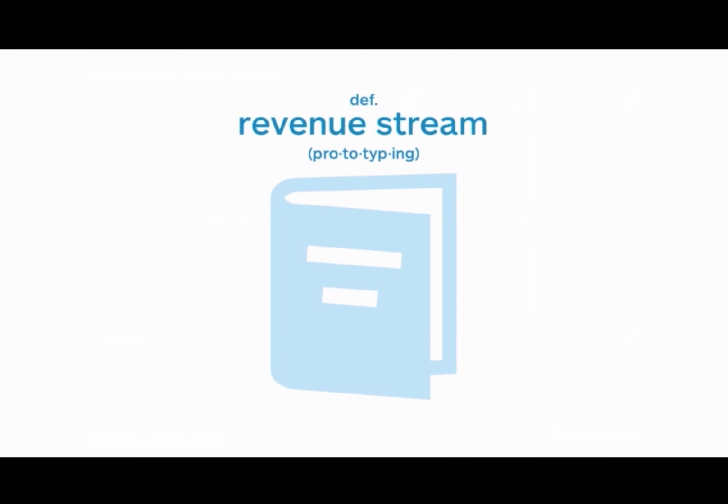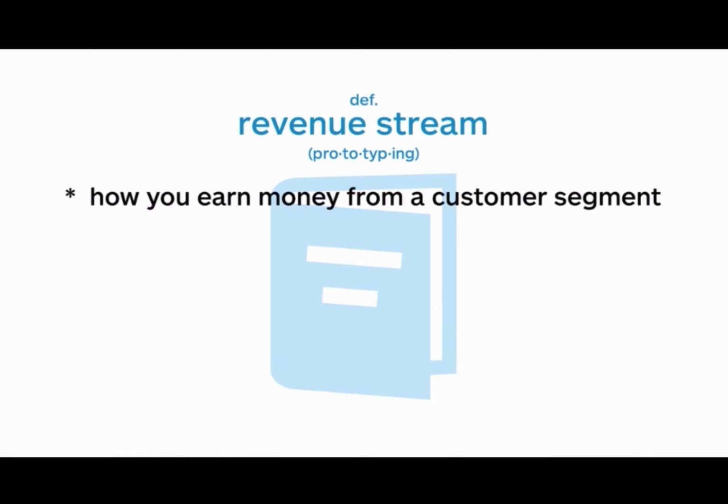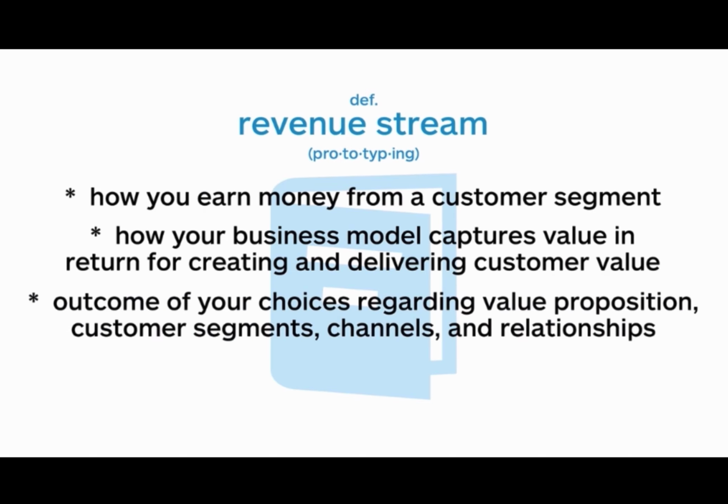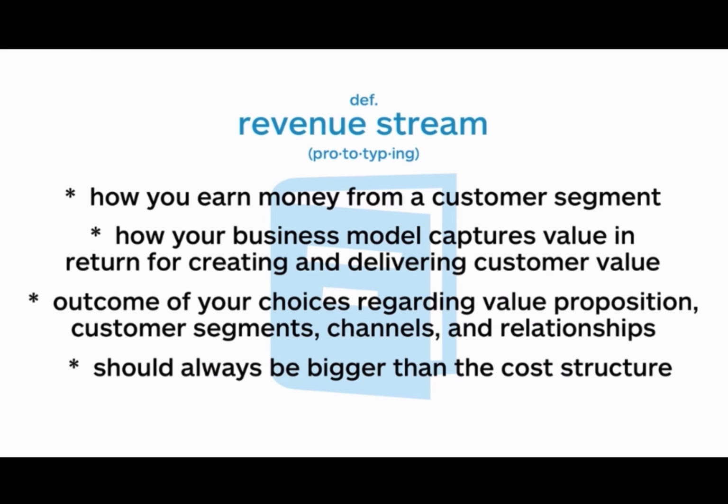Let's define revenue streams. Revenue streams is how you earn money from a particular customer segment. It shows how your business model captures value in return for the value you create for customers. And it's an outcome of the choices you make in the front stage of the business model. And of course, revenues should always be bigger than the cost structure. Now that seems obvious, but with the business model canvas, you can show it on one page.